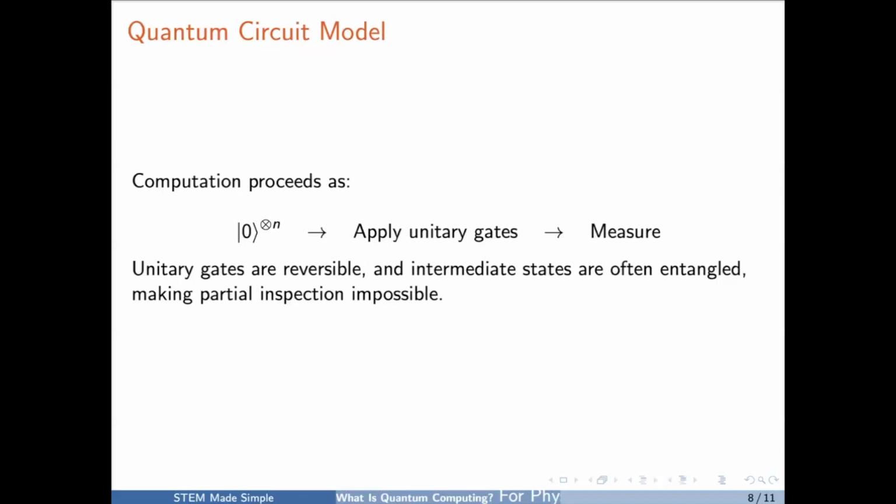A quantum computer in its most common form operates through the circuit model. Computation begins in an initialized state, such as an n-qubit register in the all-zero state, which is also known as |0⟩^⊗n. This state evolves via a sequence of unitary operations and concludes with a projective measurement. These unitary operations must be reversible due to the unitarity constraint, and they often act non-trivially on entangled states.